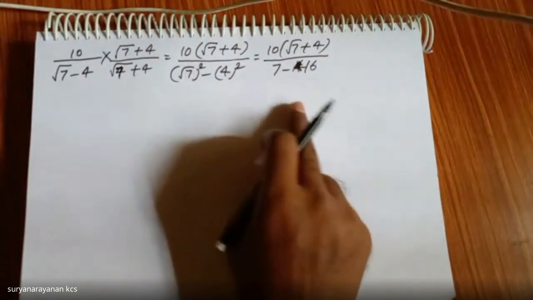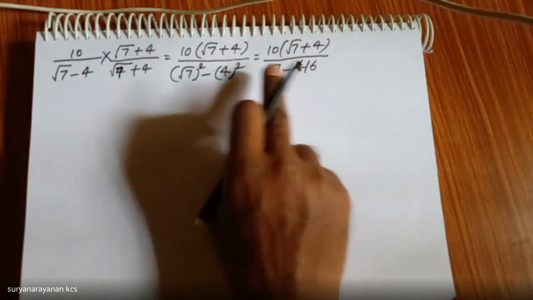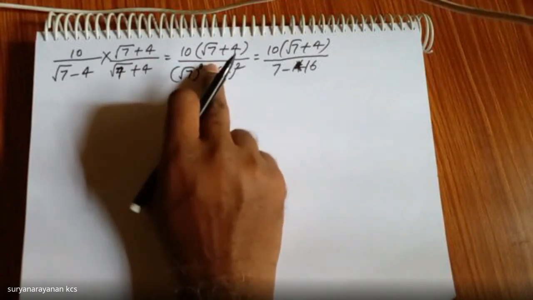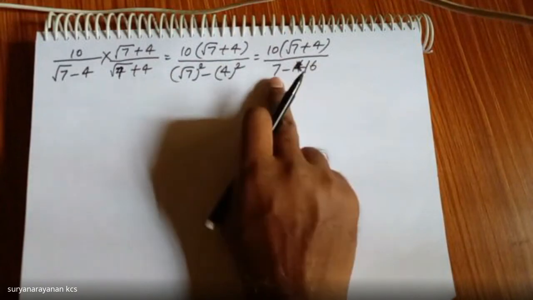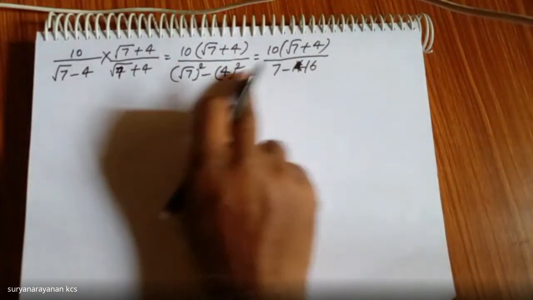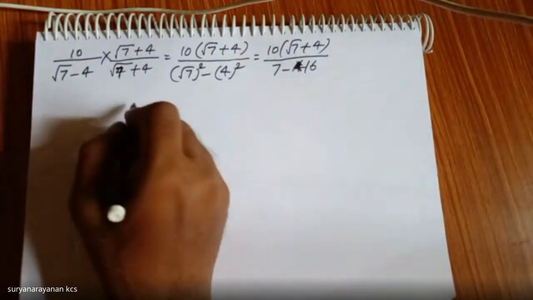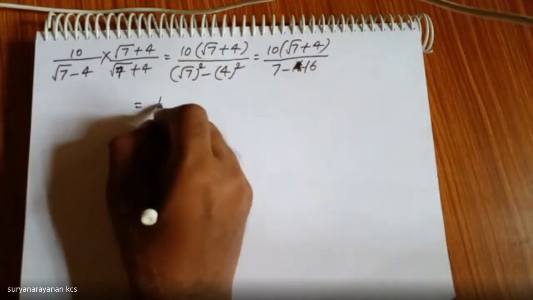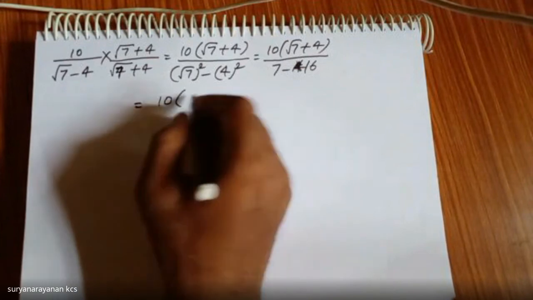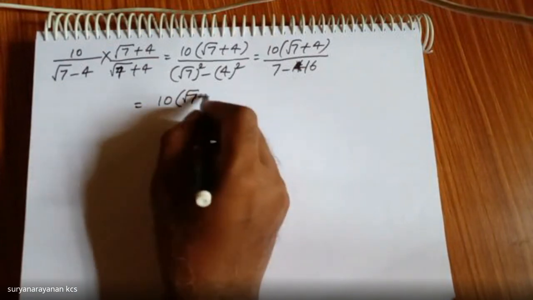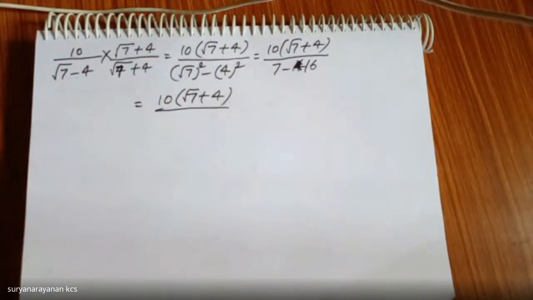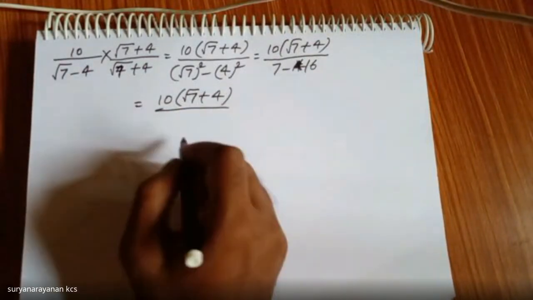Okay. So root 7 whole square, the square root and the square get cancelled, we get 7 minus 4 square, which is 16. Now let us work on the denominator only. We do not touch the numerator. We write the numerator as it is: 10 into root 7 plus 4 by, what will you get? 7 minus 16, which is minus 9.